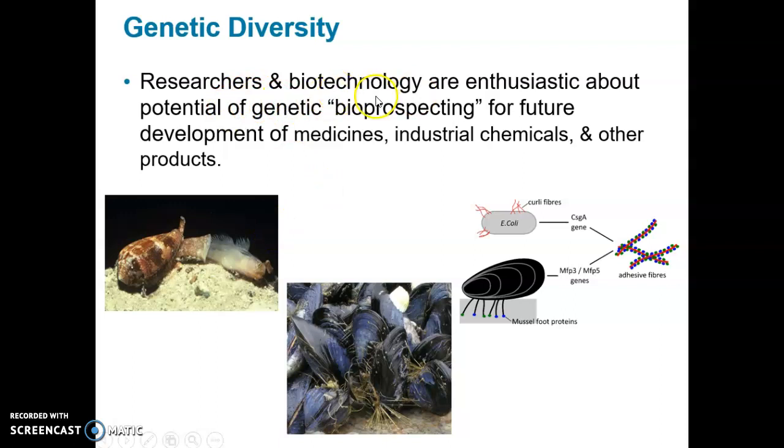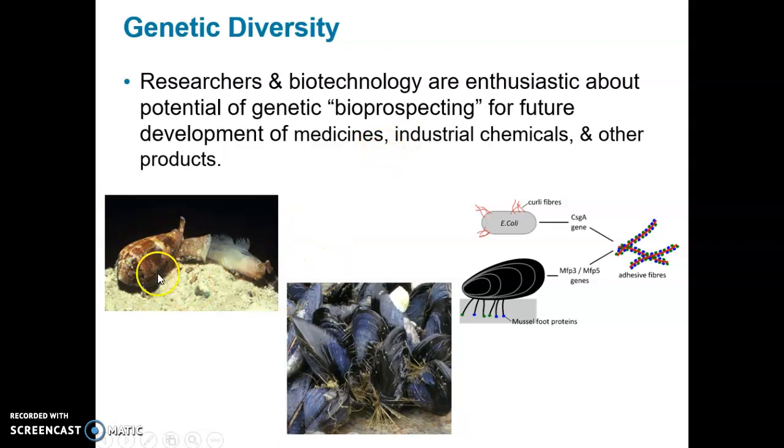So researchers and biotechnology fields are really excited about the potential for what's called genetic bioprospecting, which has gone on in the past and is going on more so now for future development of things like medicines and applications in terms of industrial chemicals and other products. So the idea of bioprospecting is workers in the field, researchers, examine certain particular characteristics of organisms and see if they can apply those to human needs in some way.